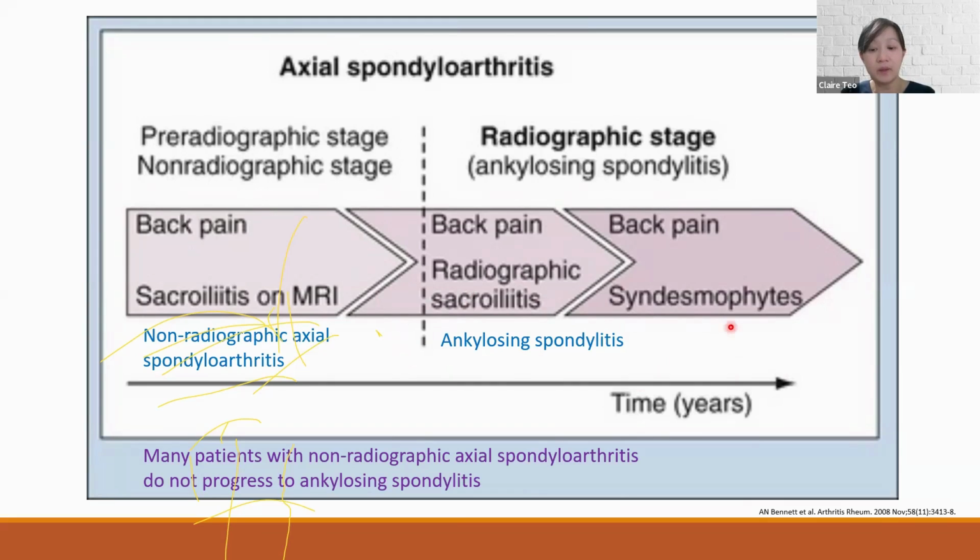And then at the end of the spectrum over here, in some people with AS, the sacroiliac joints as well as the vertebrae may fuse into what doctors call a bamboo spine. However, there are many with non-radiographic axial spondyloarthritis who do not progress to ankylosing spondylitis. And similarly, there are also many with ankylosing spondylitis who do not advance to the severe advanced stage of bamboo spine.